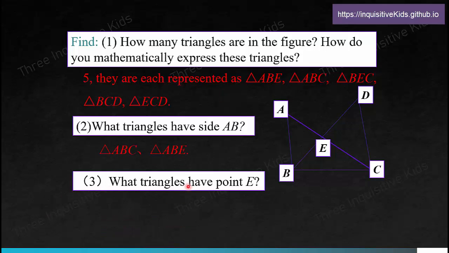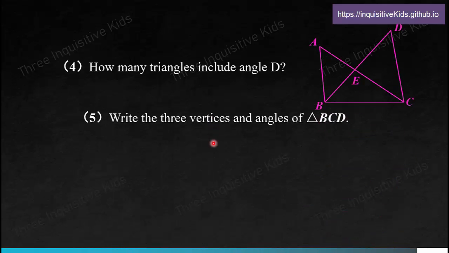3. What triangles have point E? We just see which of these have the letter E in them: triangle ABE, triangle BEC, and triangle CDE. This is triangle CDE, this is triangle ECD. 4. How many triangles include angle D? Of course there's just triangle BCD, triangle DEC.